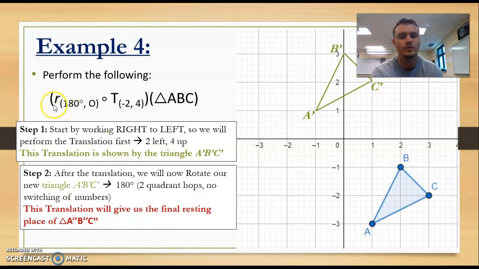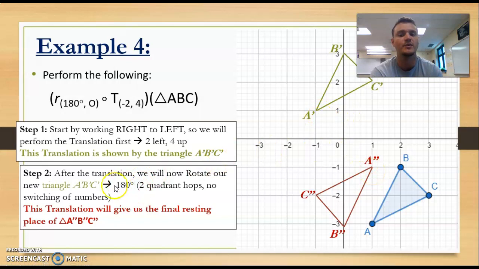And then now we're going to do a rotation of 180 degrees. Keep in mind that 180 degrees is our 2 quadrant hops. Looking at A prime here, 2 quadrant hops, going counterclockwise for rotations, so I'm hopping down to this quadrant and then this quadrant. That means A is going to end up in this bottom right quadrant, which means my x should be positive and my y should be negative. So again, where it ends up in the quadrant tells you what your coordinates should be.